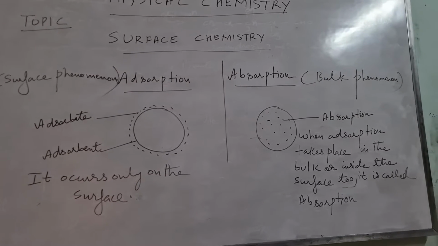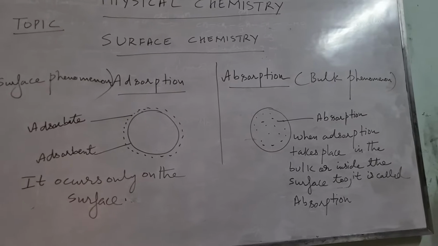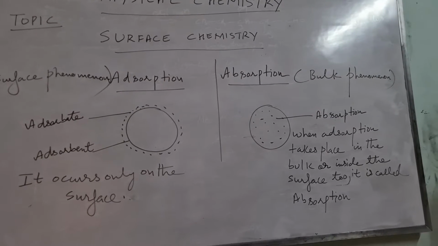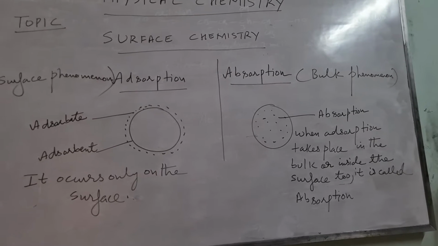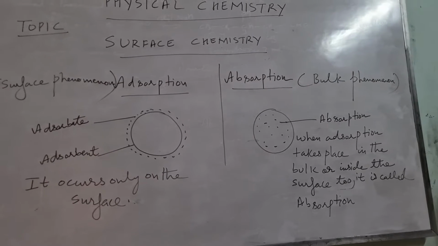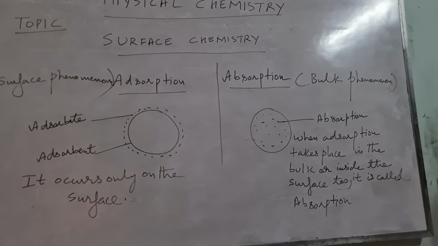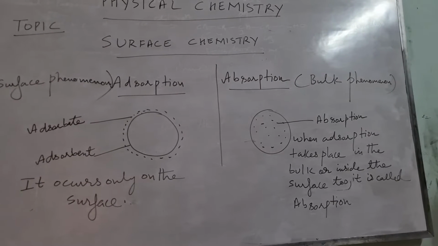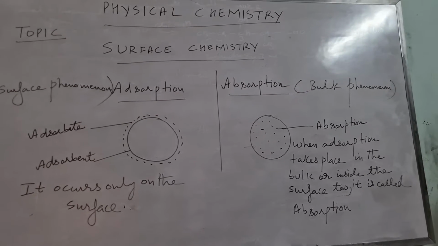So what is desorption? It is the opposite of adsorption. In adsorption, a surface phenomenon, there is an increase in concentration of adsorbate over the adsorbent, but in desorption there is a decrease in concentration of adsorbate on the adsorbent. So make it clear, the opposite of adsorption is desorption.